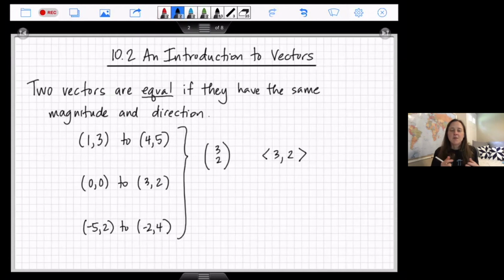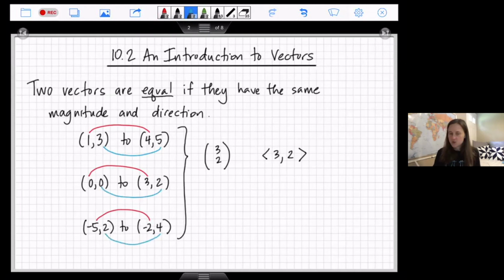So how do we get from those points to the component form? Well, just look at all 3 of these points. If you look at the difference in their X coordinates, they all have a difference of 3. So if I were to subtract 4 minus 1, 3 minus 0, -2 minus -5, those all give you a +3 change in the X direction. And in the Y direction, we would do the same thing. 5 minus 3 would give me 2, 2 minus 0, 4 minus 2. That all gives me the Y component.